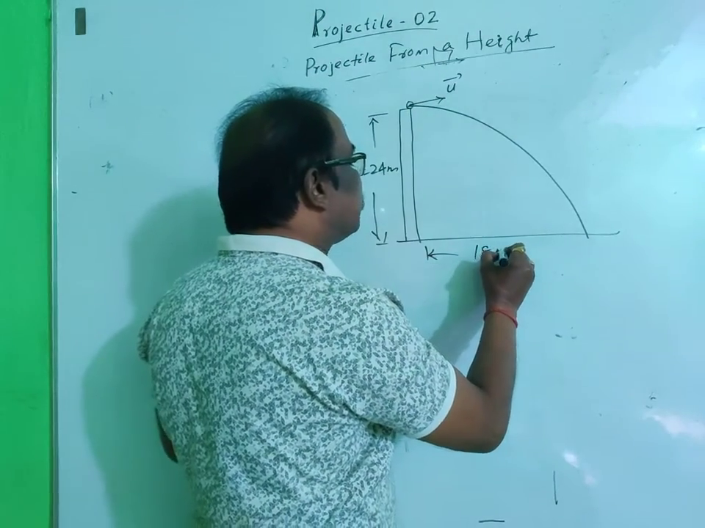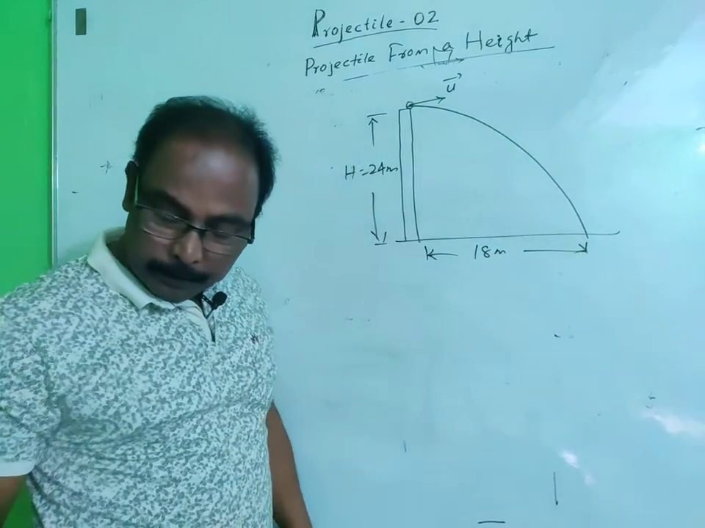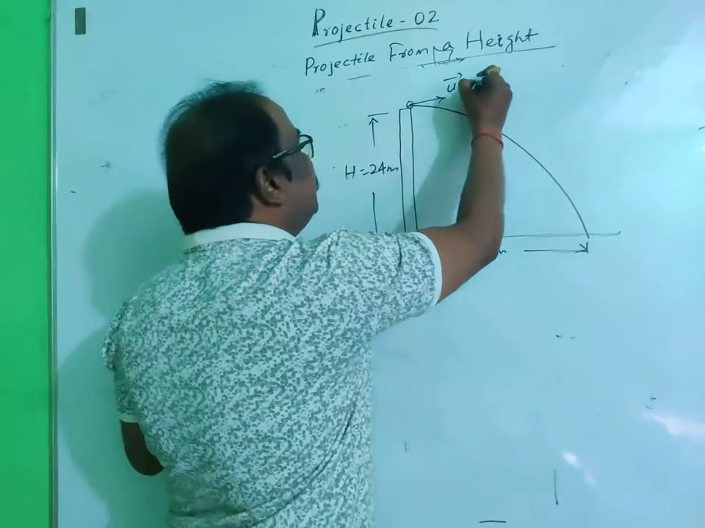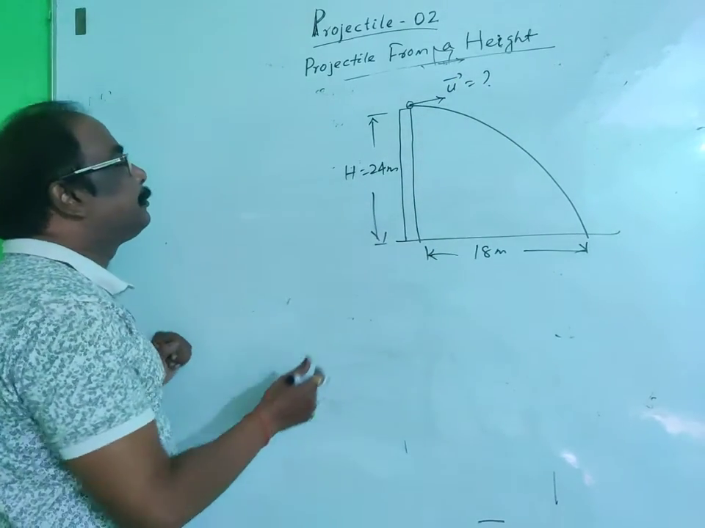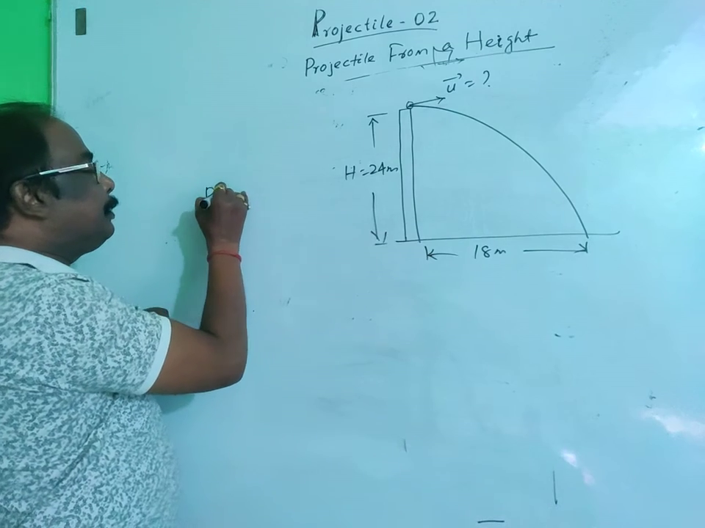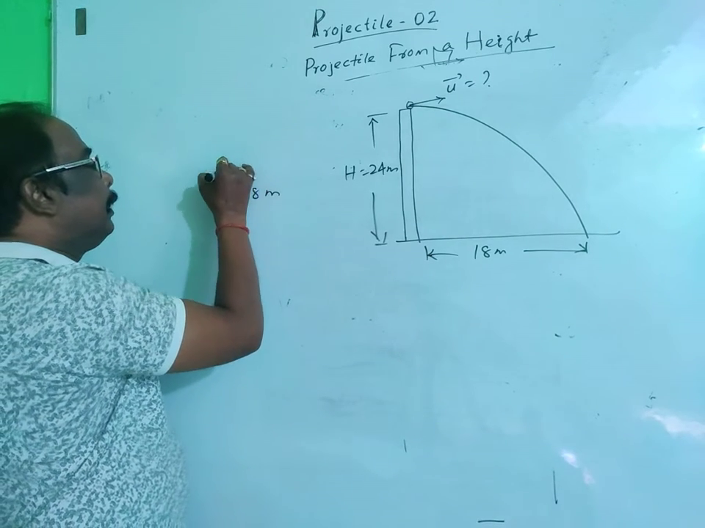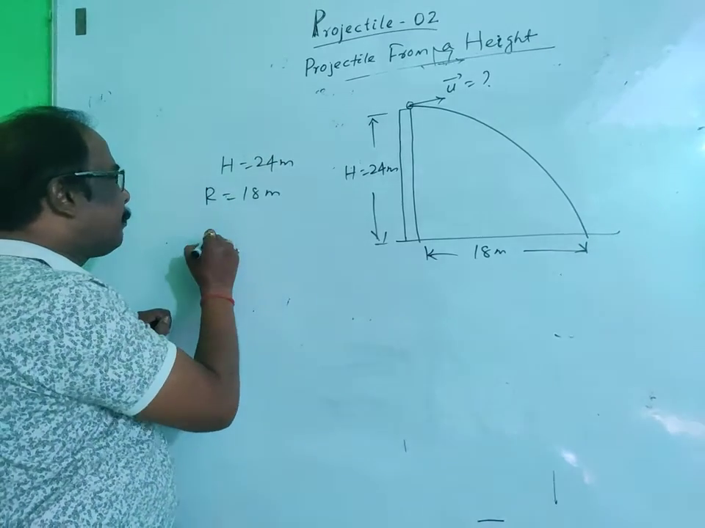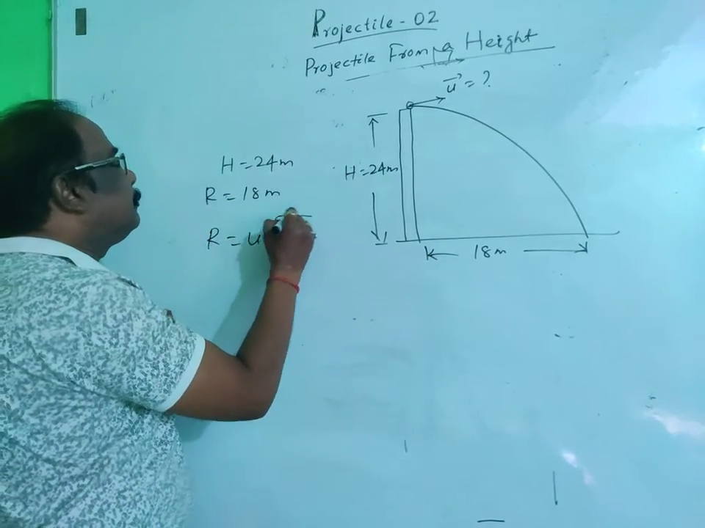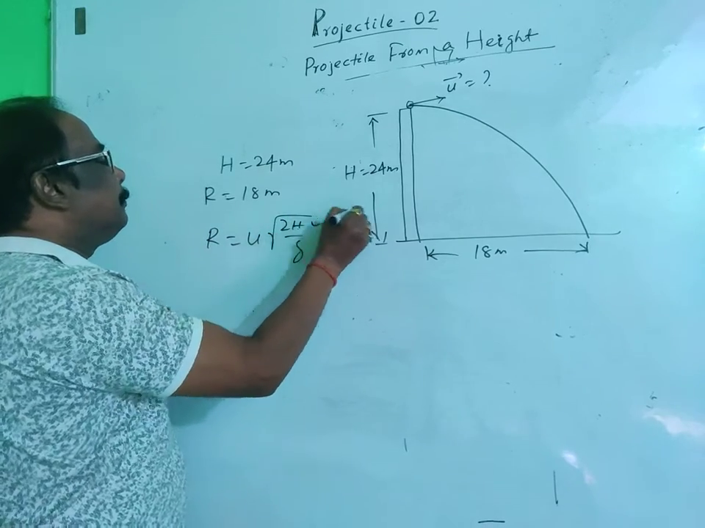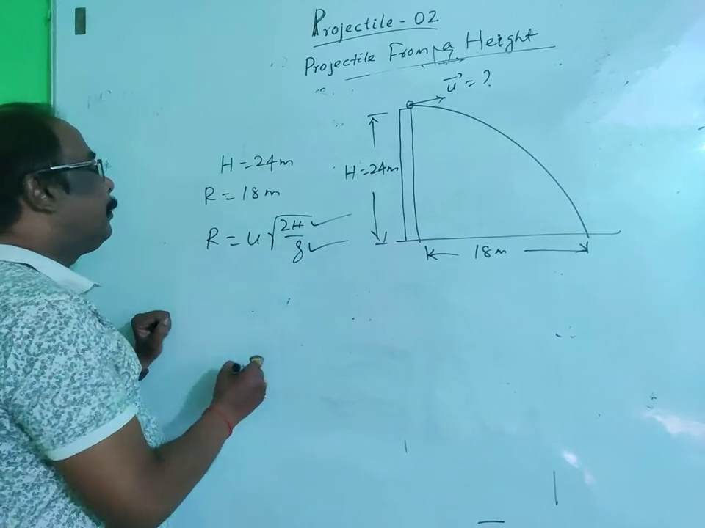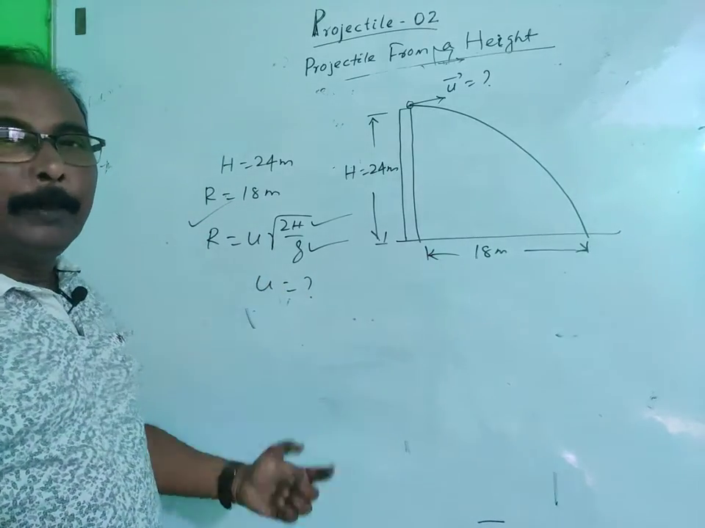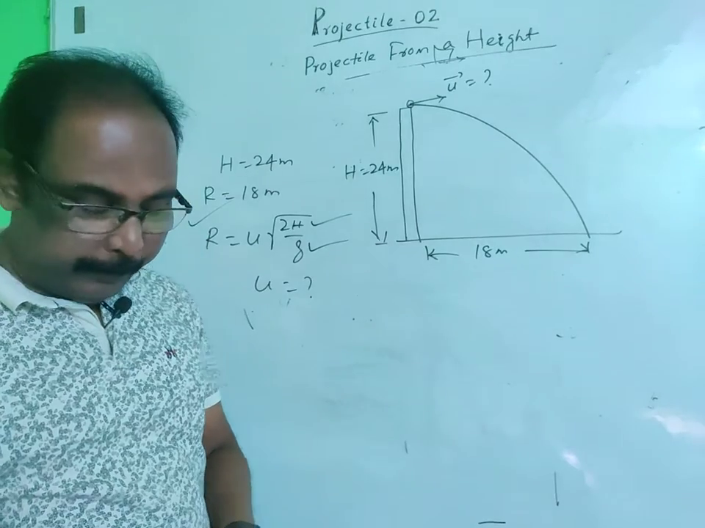This is 18 meters. Then what is asked? We have to find the velocity of projection, u. You can solve it. The range is equal to 18 meter, height is equal to 24 meter. Just apply the formula R is equal to u root of 2h by g. Put the values of h, g and R, and solve for u. You can do it.